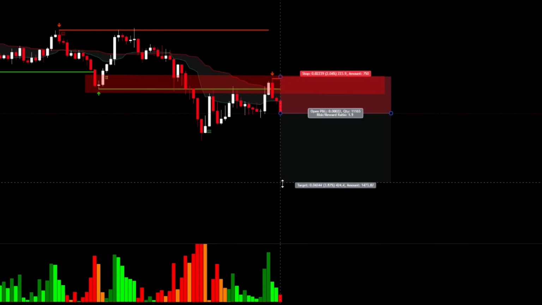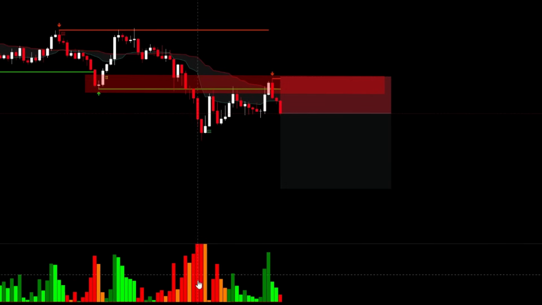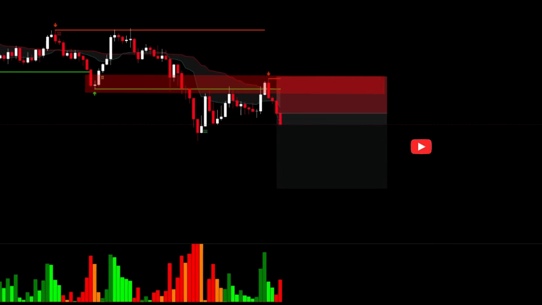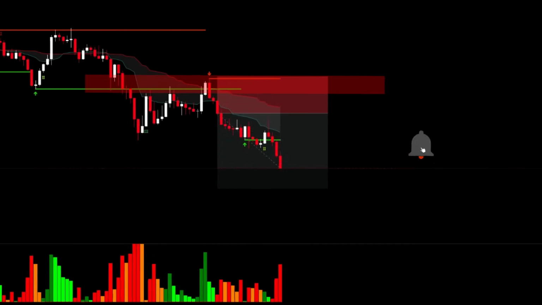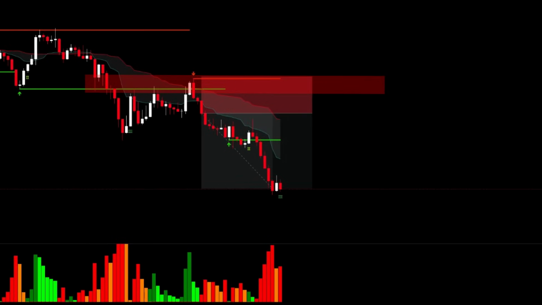Another exit method is identifying support zones, which are shown with the green line. When the price reaches a support zone, you can exit the position. To maximize profits, consider using a trailing stop loss technique.